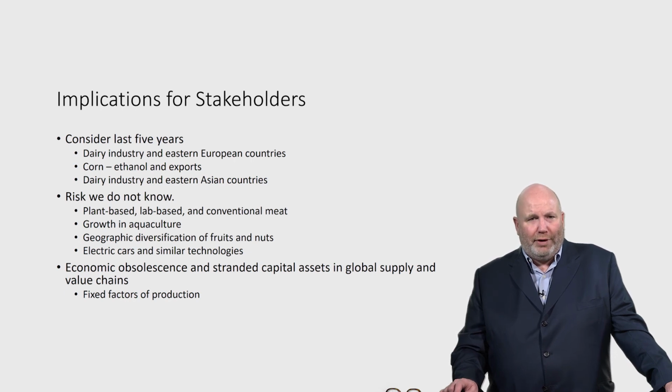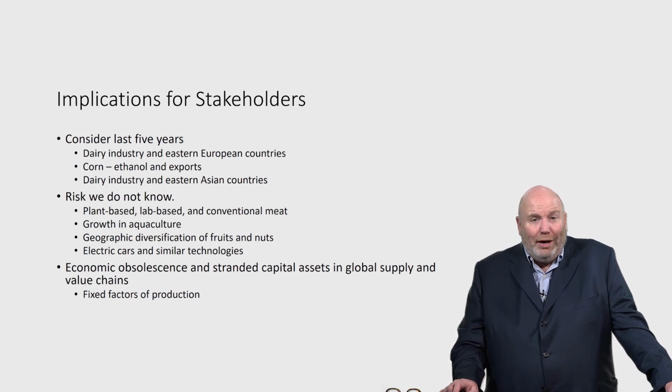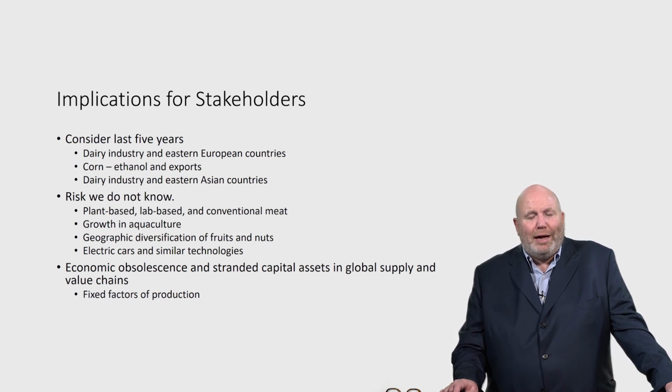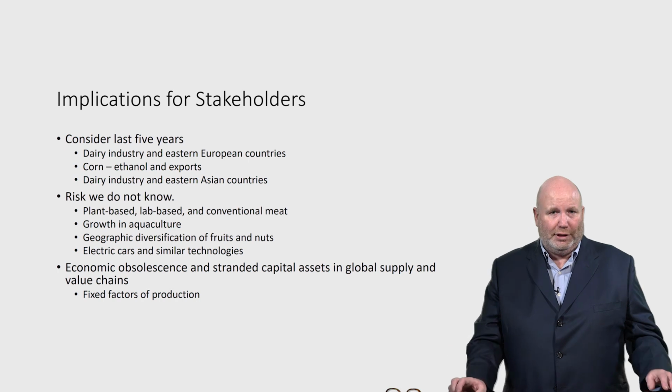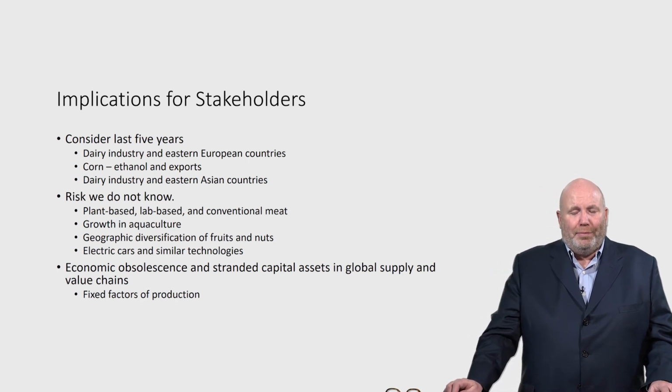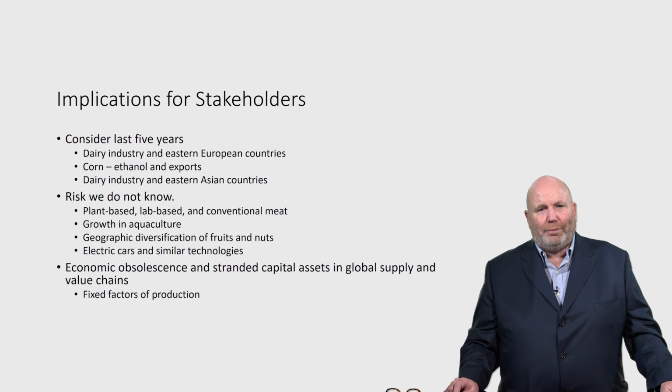I talked a bit about the dairy industry. We've got risks that we don't know going forward. How fast is plant-based meat and lab-based meat going to take off? And I've got another lecture talking about that. What's going to happen with aquaculture? What's going to happen with geographic diversification of fruit and nuts? So California right now is the world leader in fruits and nuts, but we're going to see that industry probably rebuilt in Central Asia. We're going to see China and other areas start adding fruits and nuts. What does that mean as we see these grown in other parts of the world?